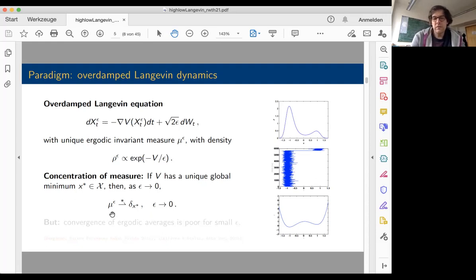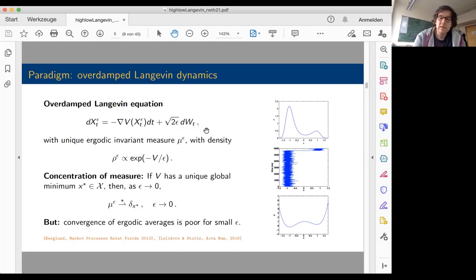So if, as in this case, v has a unique global minimum, which will be this left well here, then as you send epsilon to 0, the invariant measure will concentrate in this minimum, and it will eventually weakly converge to a Dirac measure located at the global minimum of this function v. And so this shows already that the system is likely to get trapped in these very deep lying minima. And in fact, you can show that the convergence for these Monte Carlo schemes is very poor when epsilon is small. So this means when the noise, the perturbation by the noise of the system, is very small. And I will come back to this point in a minute.